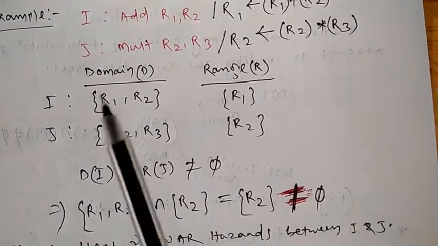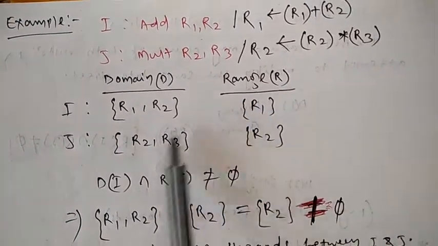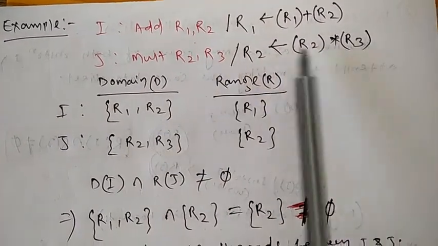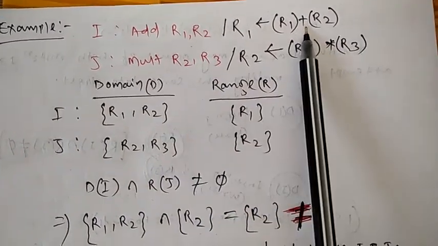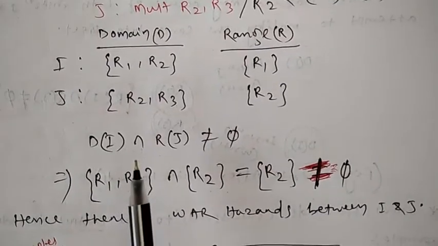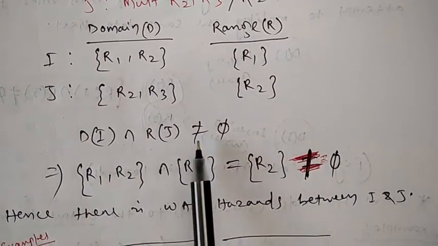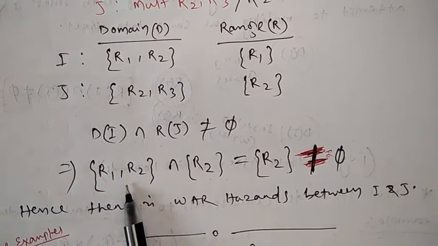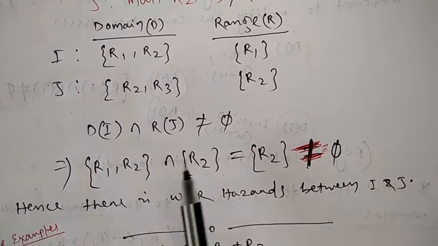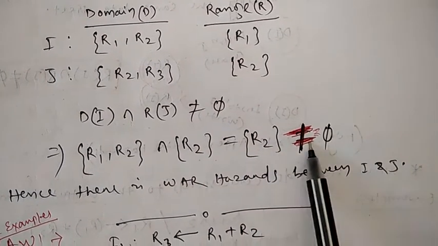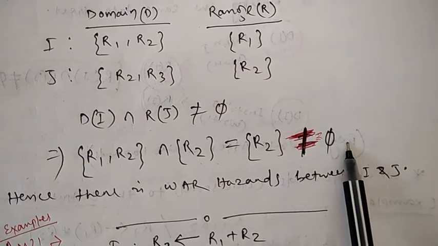So let's find the domain and range. The domain of instruction I is r1 and r2. The domain of instruction j is r2 and r3. The output of instruction I is r1. The output of instruction j is r2. So let's find the intersection. The domain of instruction I and the range of instruction j is not equal to null. The domain of I is r1 and r2, and the range of j is r2. So there is a common element, r2, which is not equal to null. That means it is creating hazards.